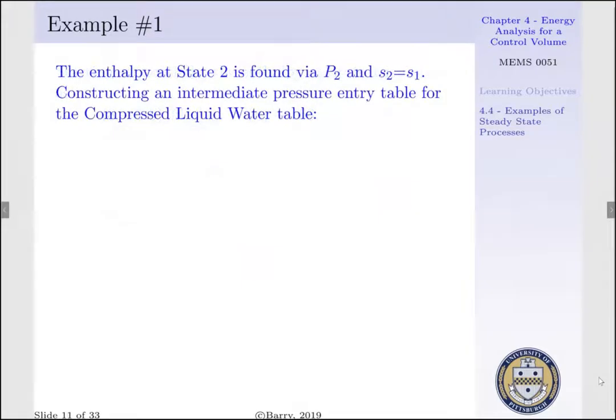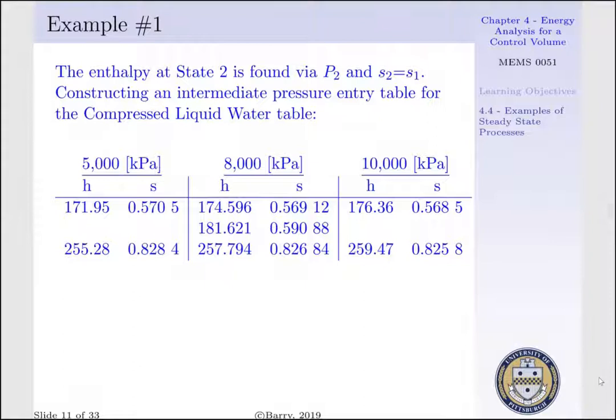Next, the enthalpy at state 2 is found via our pressure and our entropy. If we construct an intermediate pressure entry table for compressed liquid water, we have a 5 MPa and a 10 MPa entry. The pressure of our fluid entering our boiler is at 8 MPa. Our entropy at state 2 is the same as state 1, or 0.59088 kJ per kgK. We can interpolate for our enthalpy at state 2. That is, our enthalpy at state 2 is found to be 181.621 kJ per kg.